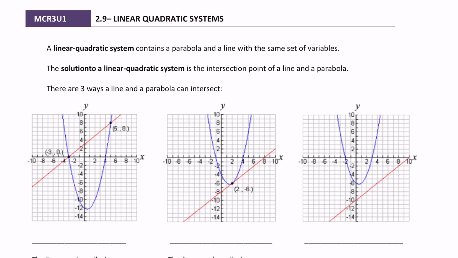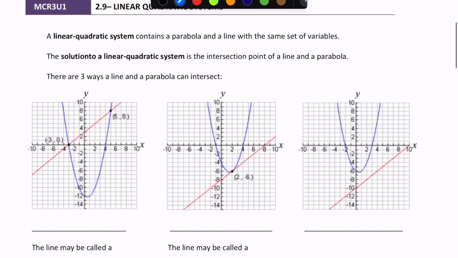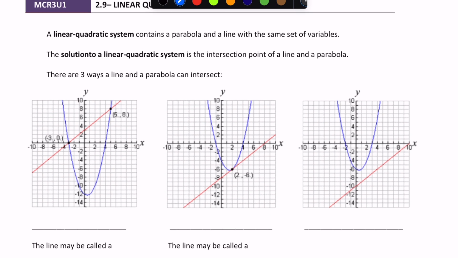Today we'll be looking at linear quadratic systems. A linear quadratic system contains a parabola and a line with the same set of variables. The solution to a linear quadratic system is the intersection point of a line and a parabola. There's three ways that a line and parabola can intersect.